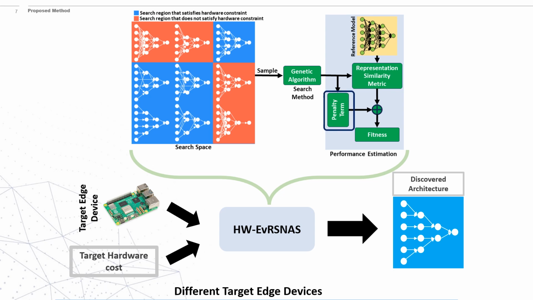The second term of the fitness value is the penalty term, which is used to guide the search method towards architectures that satisfy the hardware cost constraint. This is done by reducing the fitness value of the sampled architecture that does not satisfy the hardware cost constraint. For example, any architecture sampled from the red region of the search space which does not satisfy the hardware cost constraint will be penalized, and any architecture sampled from the blue region of the search space which satisfies the hardware cost constraint will not be penalized.